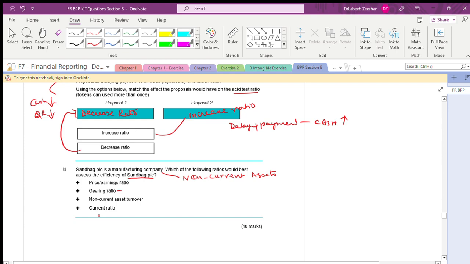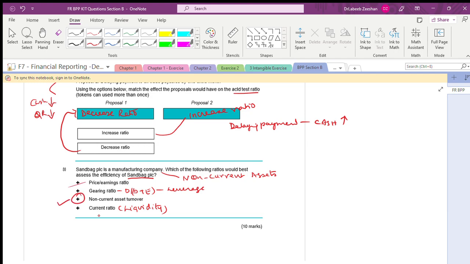Gearing ratio is what? Debt divided by debt plus equity. Non-current assets. Current ratio talked about what? Current asset ratio talks about liquidity. Gearing ratio talks about the leverage. Price earning ratio talks about the investment ratios. Fine. The answer is what? The answer is non-current assets.